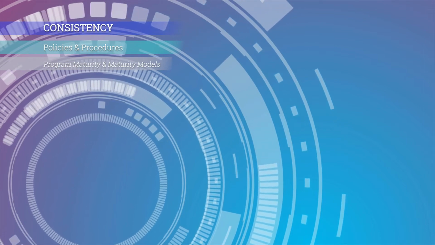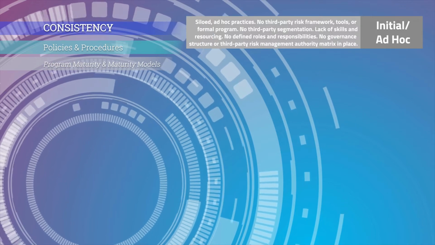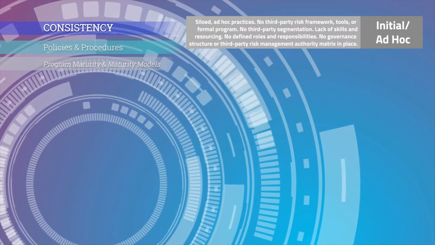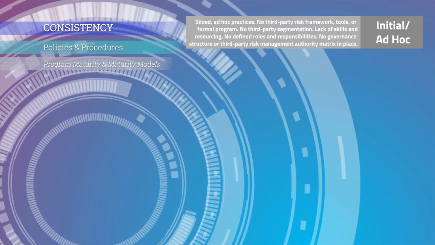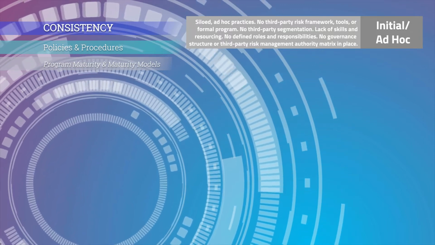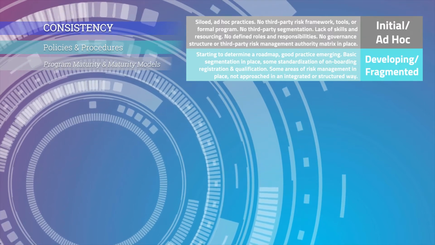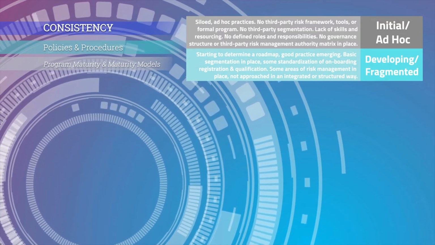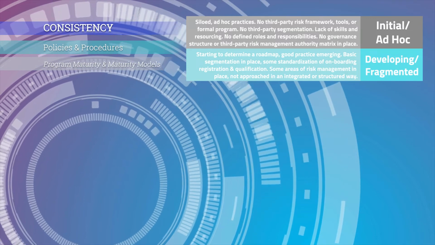Let's take a look at the maturity levels that Aravo noted within their benchmarking survey. At an initial ad hoc program, you're just getting started. It's more siloed and you have ad hoc practices. There is no risk management framework established or consistently followed. The next maturity level is developing fragmented, where you're starting to determine your roadmap. You have some good practices that you're implementing, and you're doing basic segmentation on your third parties, but the framework is not yet fully implemented.